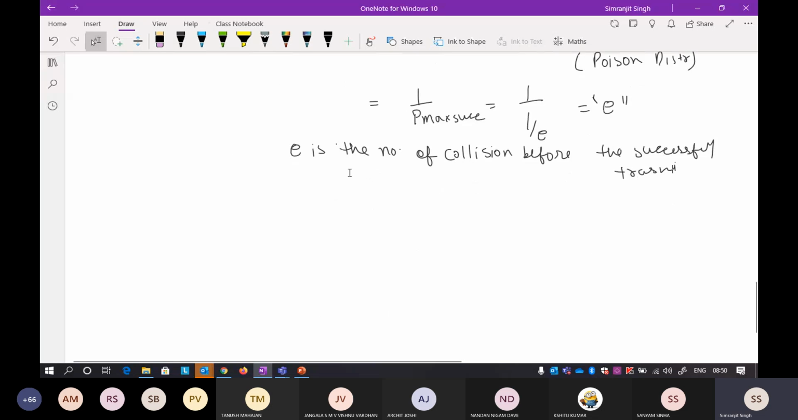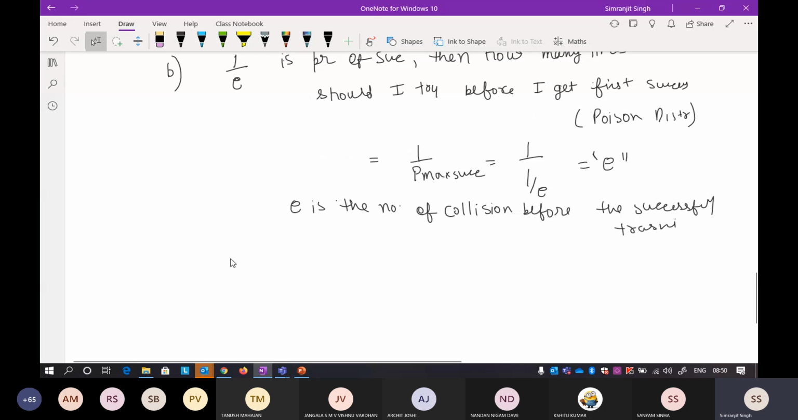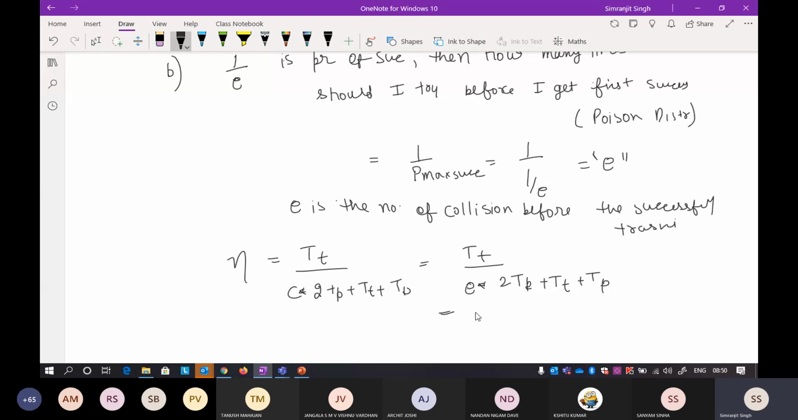Now if you put the value of this number of collisions in the efficiency term, the efficiency was c into 2 into tp plus tt plus tp. Put the value of c here, c is e into 2 into tp plus tt plus tp. After you solve it, you will get the answer as 1 over 1 plus 6.44a. That is how the efficiency value comes from the calculation of c.